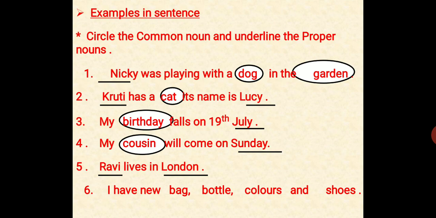So what can we do with the common nouns in this exercise? Yes, circle them. Let's circle the bag, the bottle, the colors, and the shoes. This is the way you have to attempt the questions according to the heading. And this same type of exercise I have given you as homework.